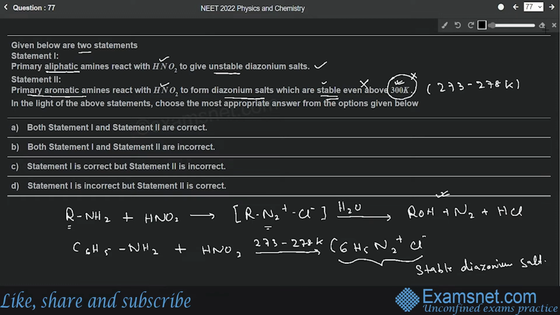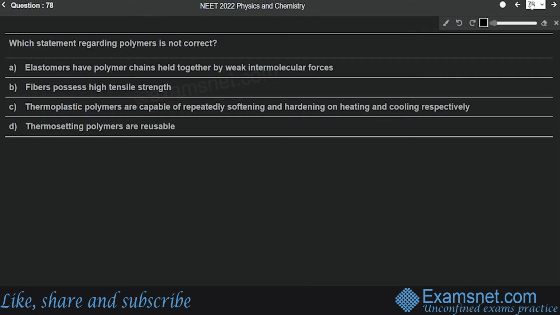So out of the given options, which will be the correct one? Option C. Statement 1 is correct, but statement 2 is incorrect.